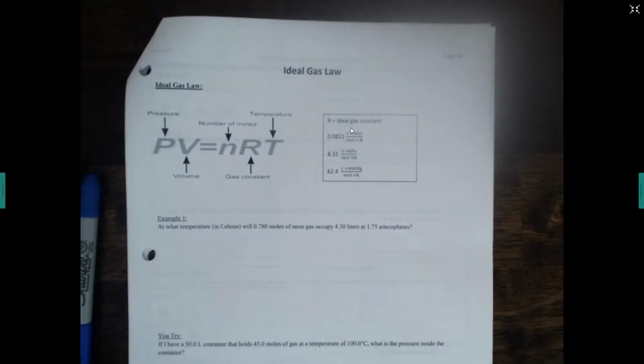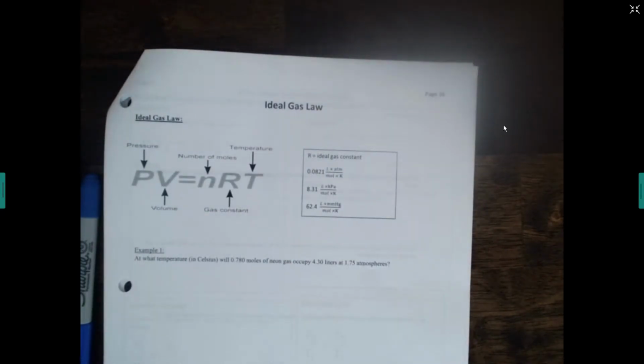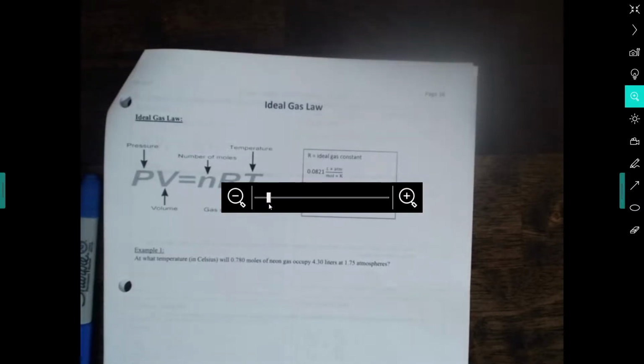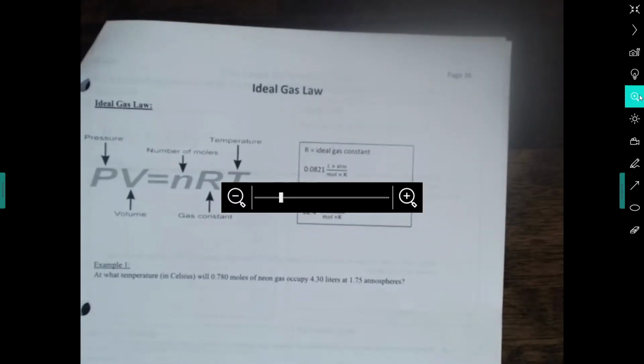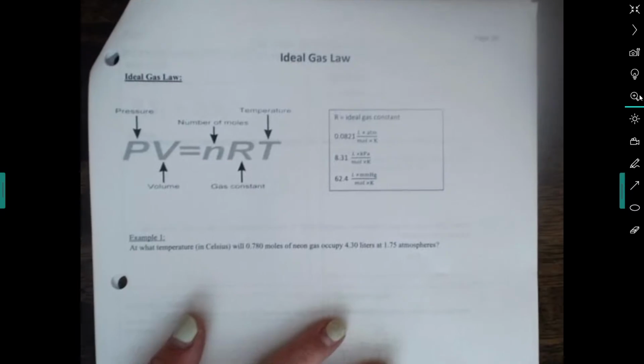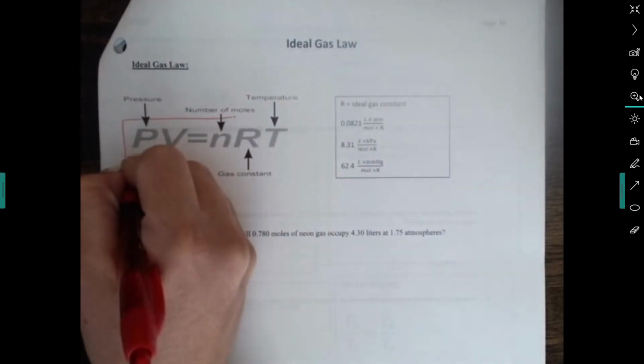All right, guys, we're going to do page number 36 today. This is about the ideal gas law. This is kind of the last equation we're going to learn for the unit, I guess. Okay, so this one's the ideal gas law. Go ahead and put a box around it.